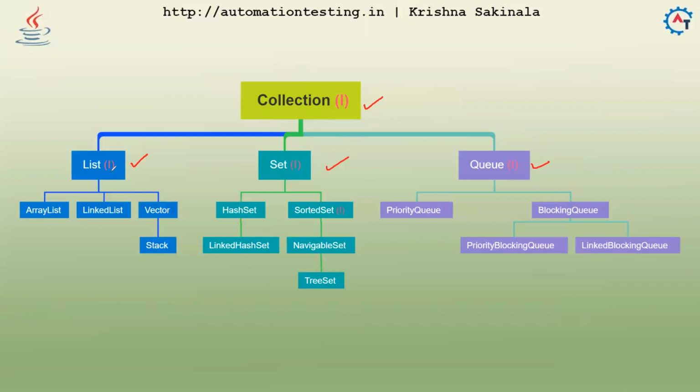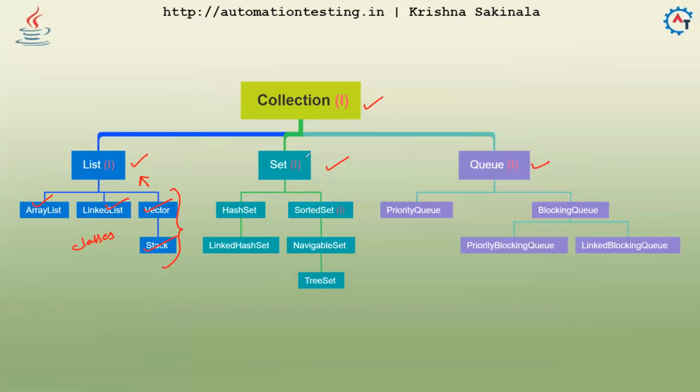So when you talk about the List, under List we have multiple implemented classes. So these are classes: ArrayList, LinkedList, Vector, and Stack. These four implement this List interface, right?